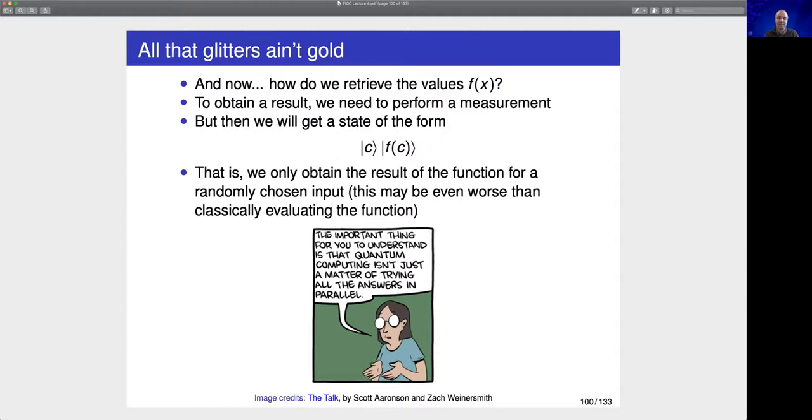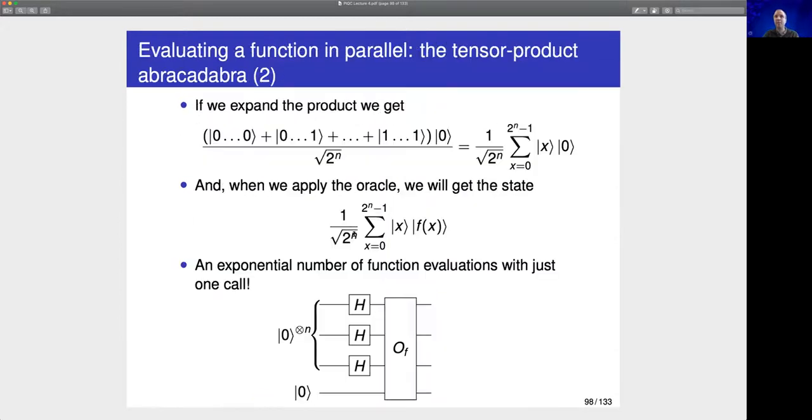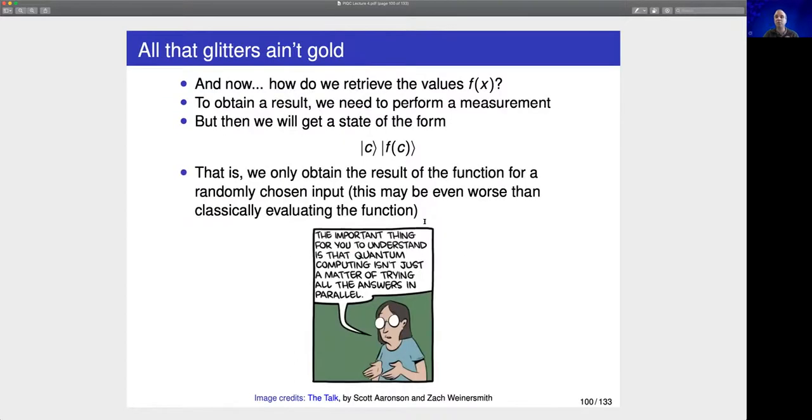So just by itself, the possibility of creating this impressive superposition here is not helpful. This is something that we cannot use directly. What can we do then?